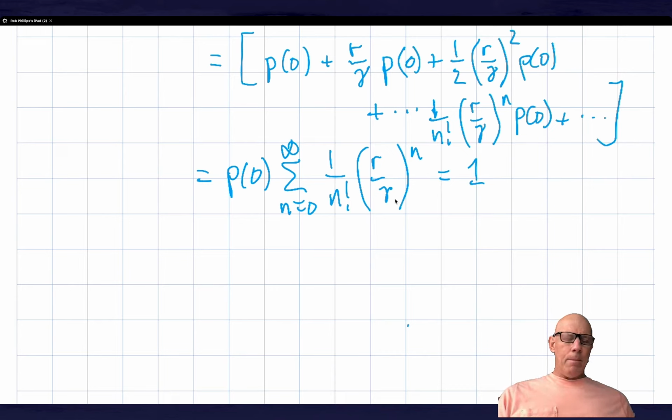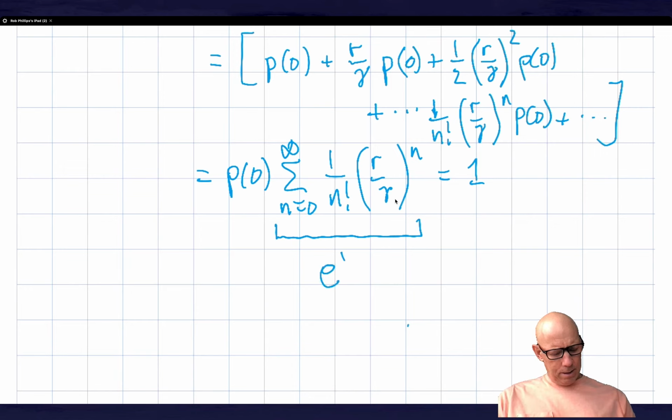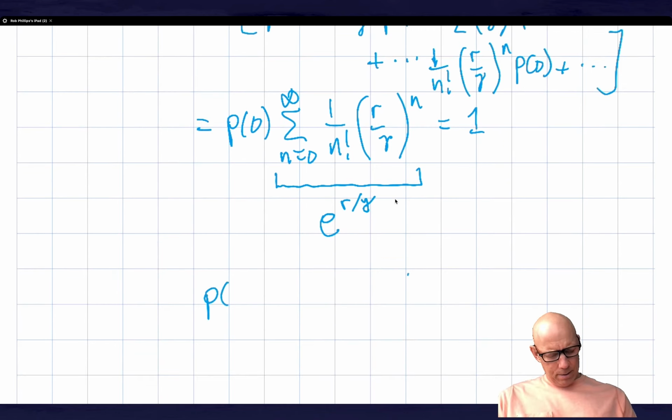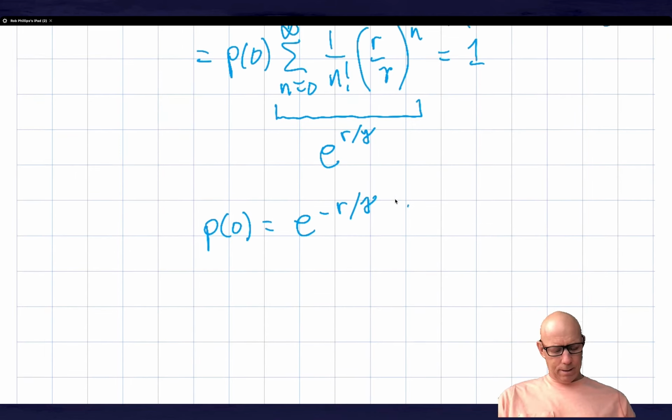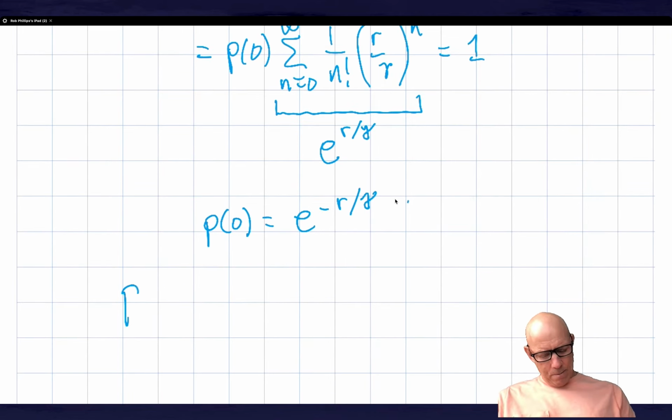Now, I'm going to give a little vignette on Taylor series, so you'll need to go look at that, but I'm just going to make the assertion right now that this is the same as e to the r over gamma. This is the Taylor series. This series is the Taylor series for the exponential. And so this tells me that p0 is equal to e to the minus r over gamma, because p0 e to the r over gamma equals 1, and so I basically divide through. And so now I've got my full distribution.